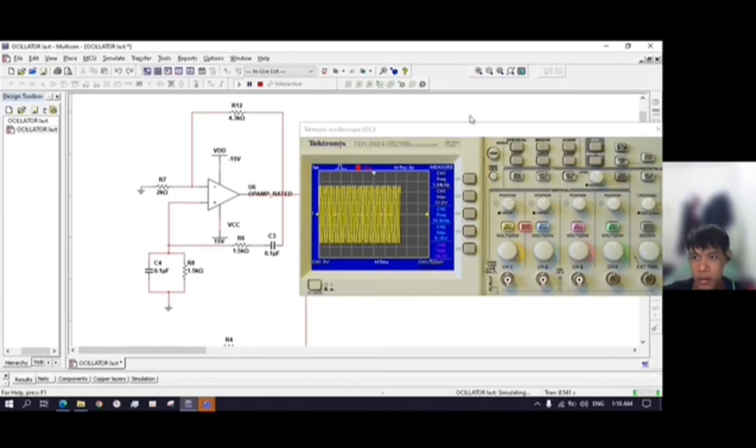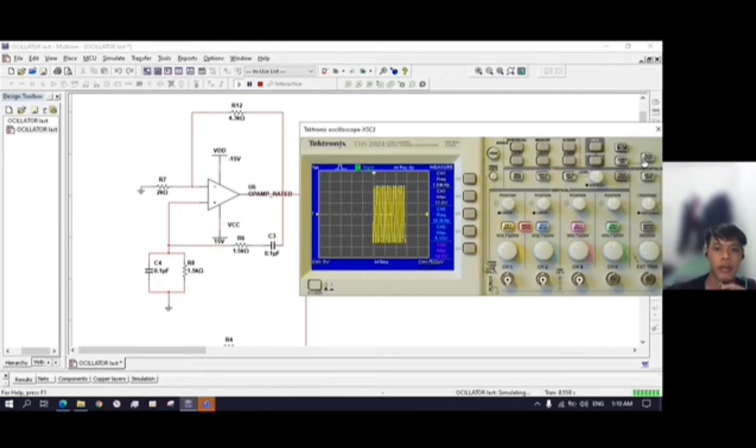Now we run the simulation. We get the signal on channel 1, the yellow one, which is 1.04 kilohertz, and the output of the signal is 13 volt.